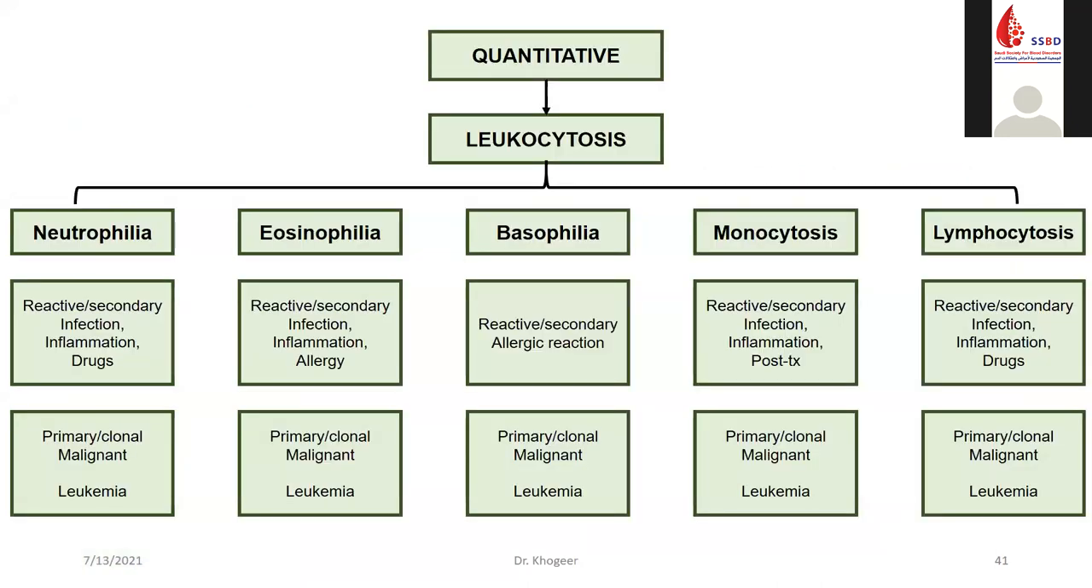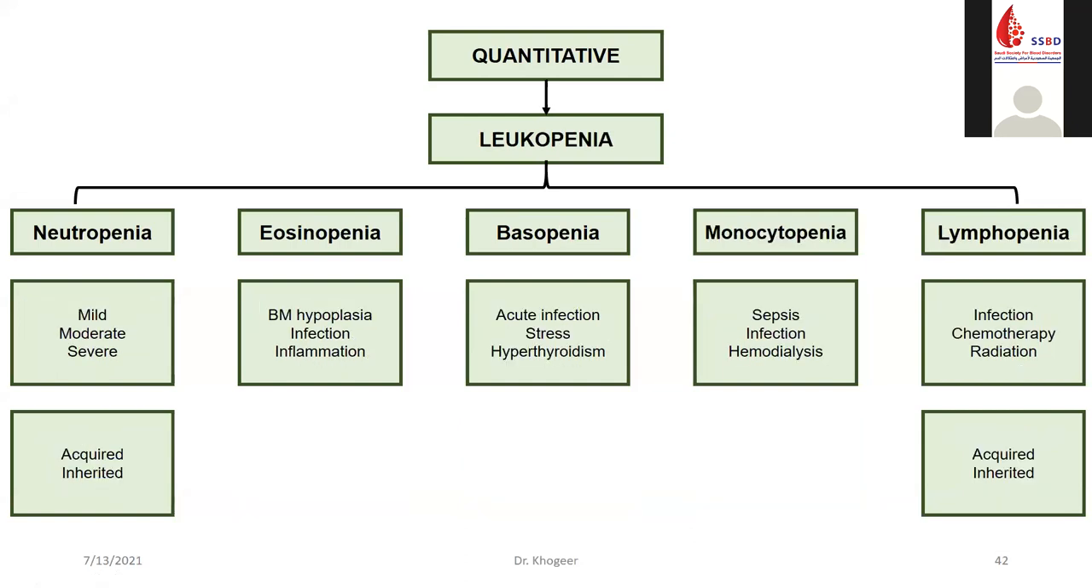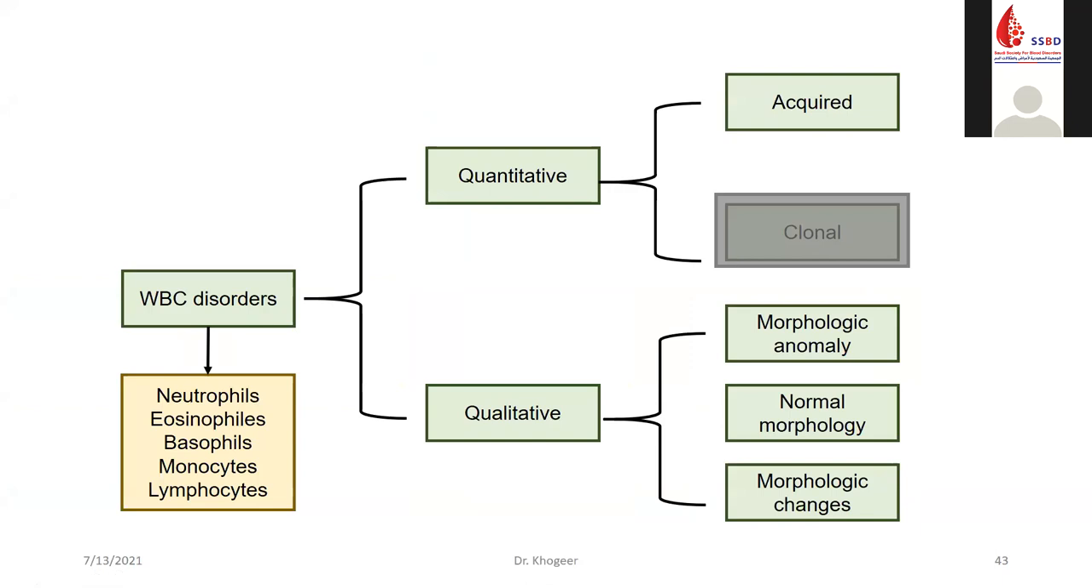Okay, so this chart summarizes all the possible quantitative disorders, starting with leukocytosis, which is divided into neutrophilia, eosinophilia, basophilia, monocytosis, and lymphocytosis. And this chart again shows the quantitative disorders in leukopenia: neutropenia, eosinopenia, basopenia, monocytopenia, and lymphopenia. In the next slides, we will discuss some qualitative white blood cell disorders with abnormal morphology.